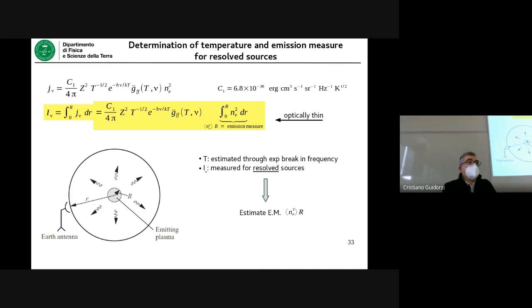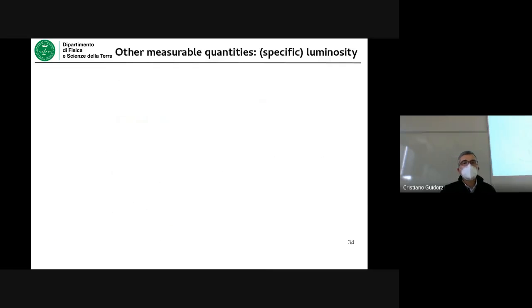And this comes from the fact that for a given amount of gas, with a given temperature, in a given optical depth regime, you know how much energy you are expected to measure. So when you measure the energy, you can estimate the remaining quantities, in this case the emission measure. This comes from the knowledge of how much energy you expect from a given source emitting through Bremsstrahlung radiation.